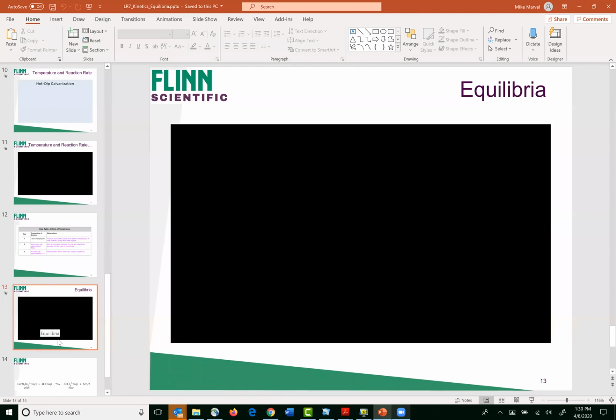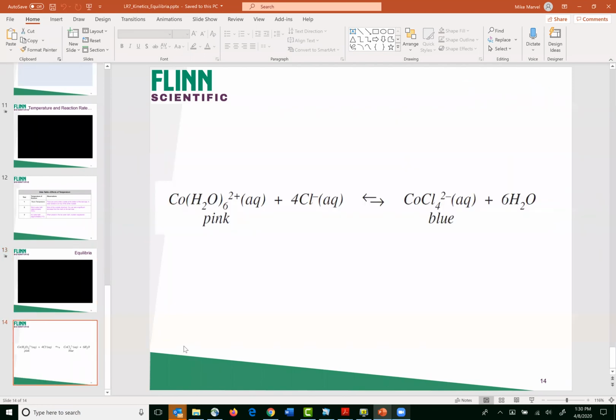Now, the last thing I want to talk about is equilibria. This is a concept that's sometimes connected to kinetics.